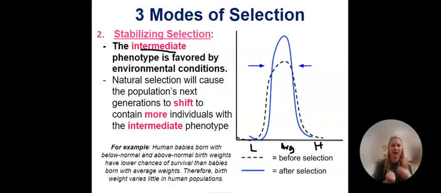And again, if we think about it, a low birth weight could mean that maybe the baby was born premature, so maybe their lungs hadn't fully developed, and you can't survive without lungs. Or it's a very high birth weight, so maybe the baby's already got some type of illness that they're having to deal with. So stabilizing selection goes for the average of the phenotype.